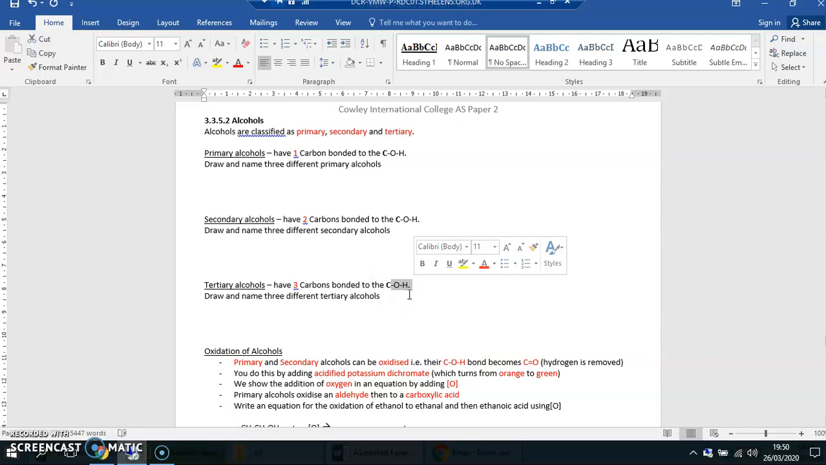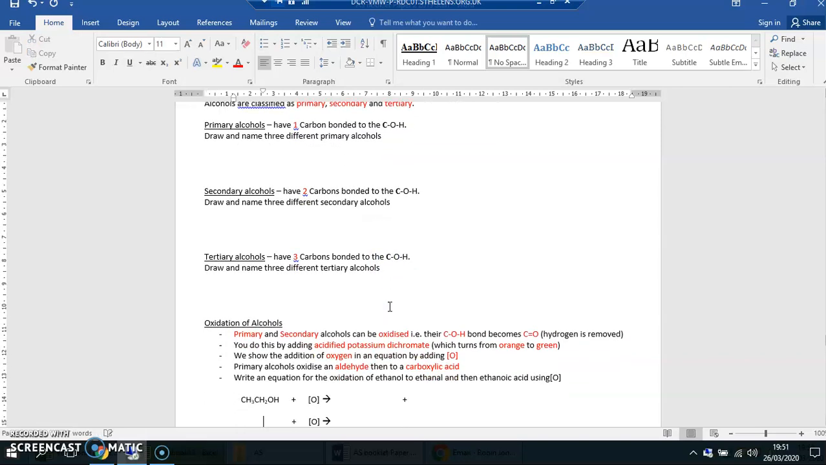So something like propan-2-ol with a methyl group also at number 2, 2-methyl propan-2-ol, or 2-methyl butan-2-ol, or 3-methyl pentan-3-ol. So the methyl group, the CH3, is bonded onto the carbon with the OH. That means that that carbon then has 3 different carbons bonded to it. That makes it a tertiary alcohol.